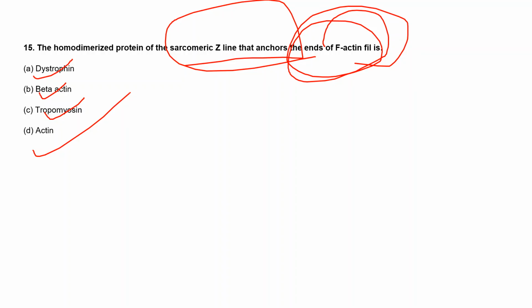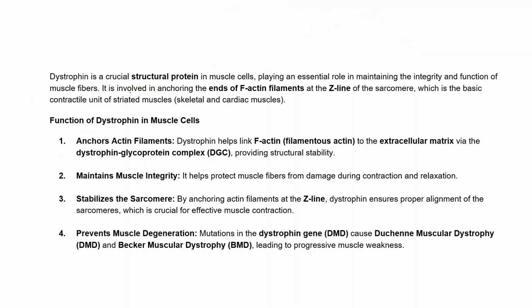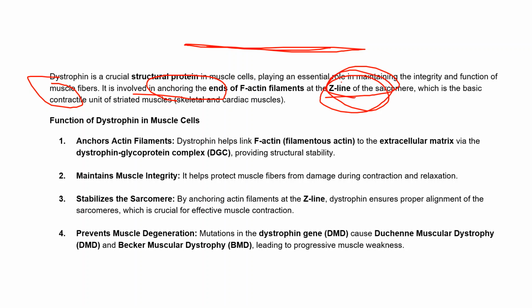So the right answer for this question is dystrophin. So what is dystrophin? It is a crucial structural protein present in the muscle cells, and it plays a very essential role in maintaining the integrity and function of these muscle fibers. It normally is involved in anchoring the end of the F-actin filaments at the Z line of the sarcomere.